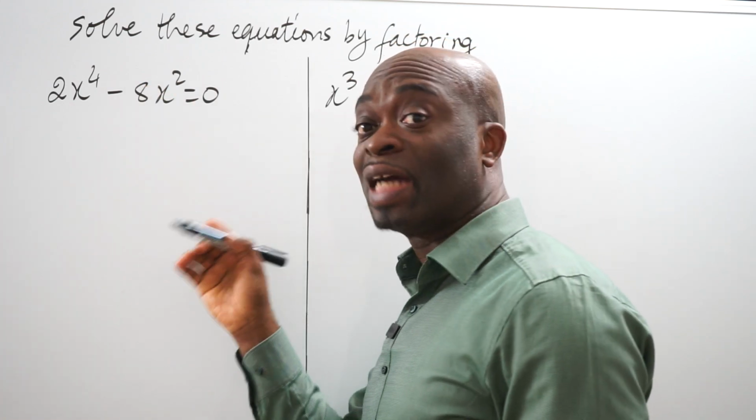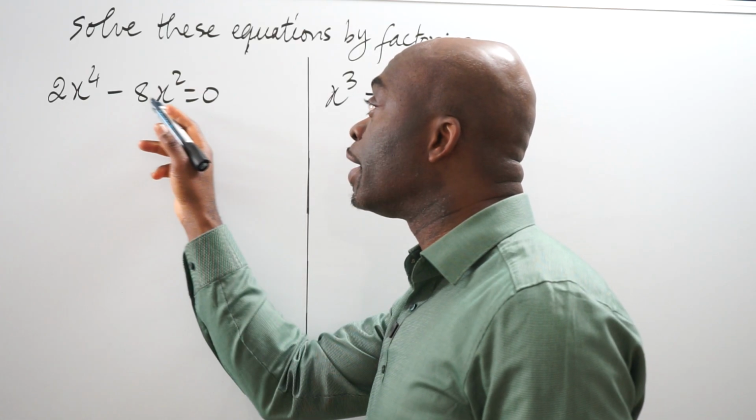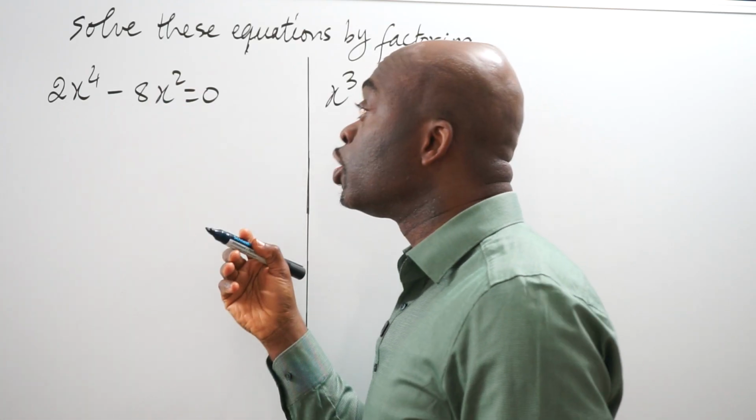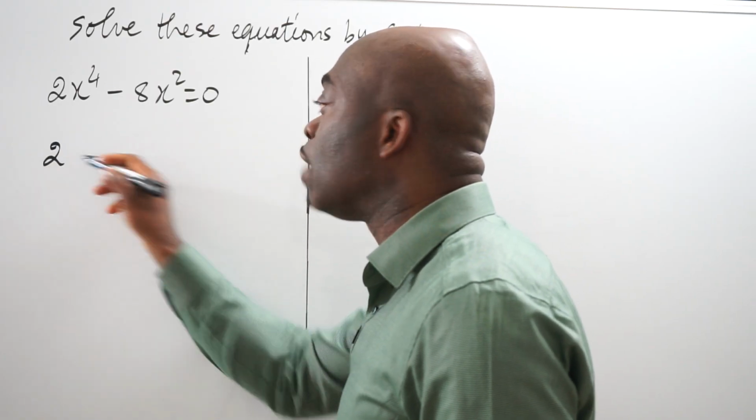Do we have anything in common? Greatest common factor for these two, right? So we have 2 here and then 4 here. So what can we do? 2 can be in common for those two, correct? So we can have 2 out.